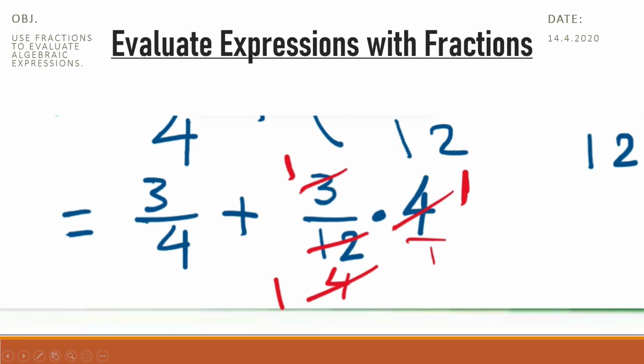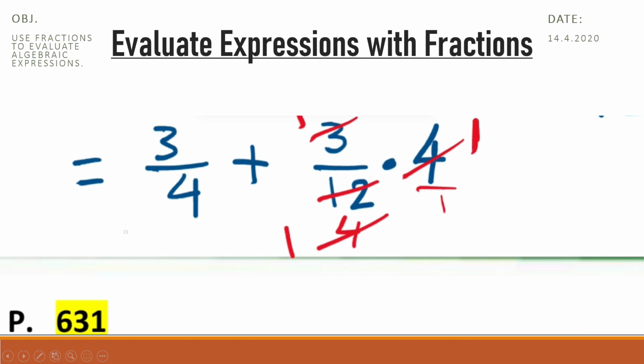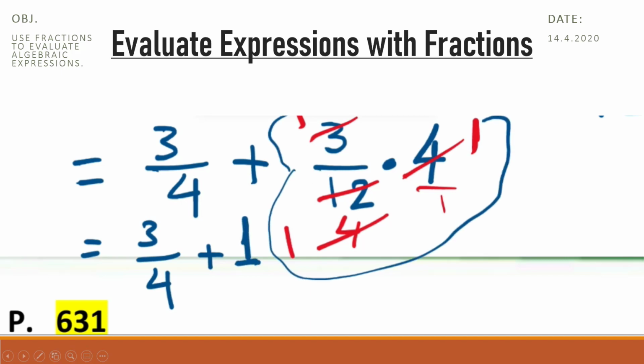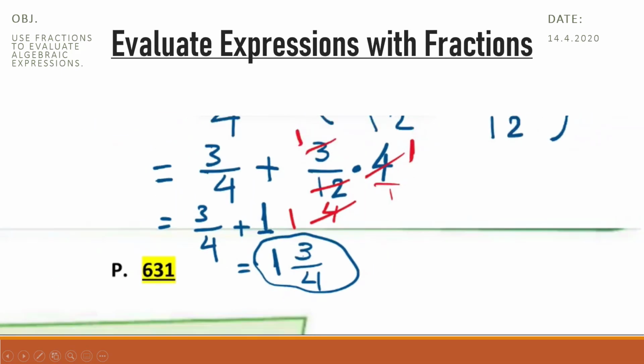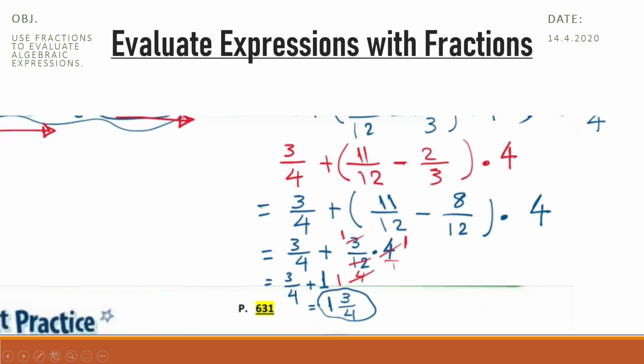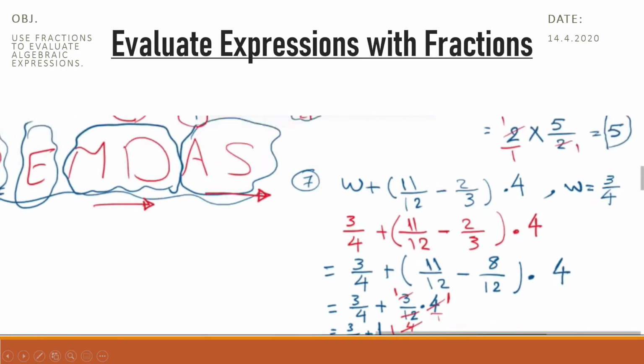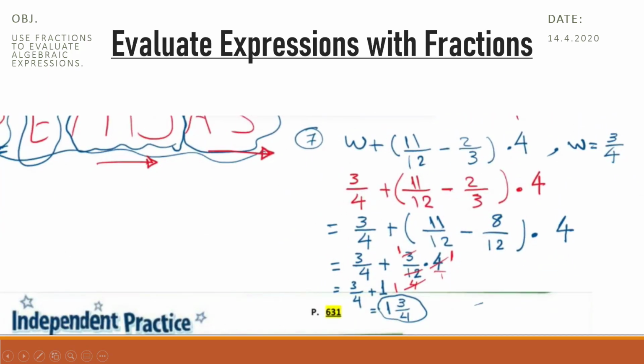And don't forget that we have 3/4. So that's 3/4 plus 1. This all is equal to 1. Okay? Now 3/4 plus 1, that's equal to 1 and 3/4. So the final answer for question 7 is 1 and 3/4. Okay, guys, this is the final answer.